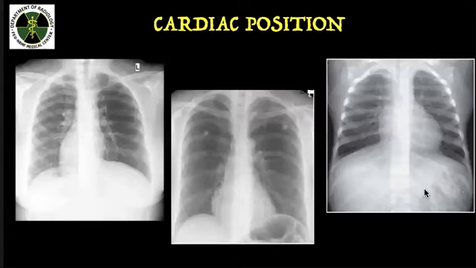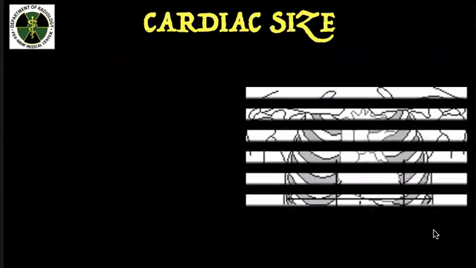So here, as you can see, these are your chest X-rays. This one is your dextrocardia. As you can see, the cardiac apex is on the right. This one is the mesocardia, in the midline. And then your levocardia, the apex is on the left. So these are your different cardiac positions: dextrocardia, mesocardia, and levocardia.